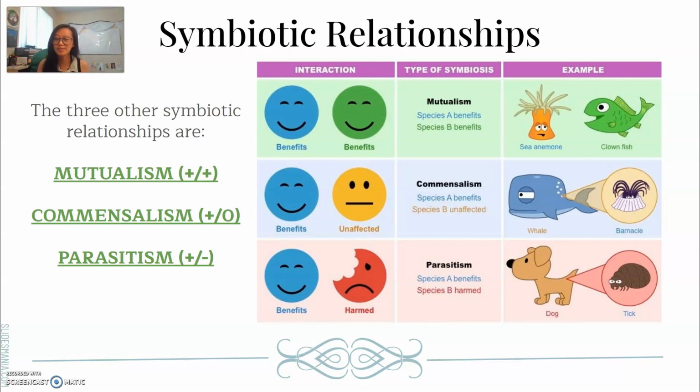And then finally, parasitism. You've got one species that benefits, the parasite is super happy, but another species is harmed. The species that's harmed is called a host. So in this example here with the tick and the dog, the tick is obviously the parasite. The tick feeds on blood from the dog. The dog is obviously harmed. It's a nuisance, it's awful, and also they're getting blood taken away from them. So remember these three relationships specifically.